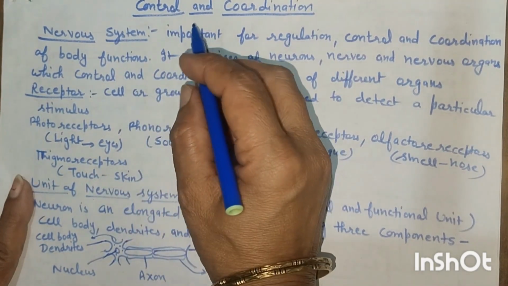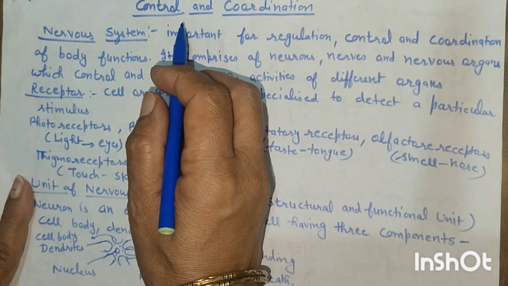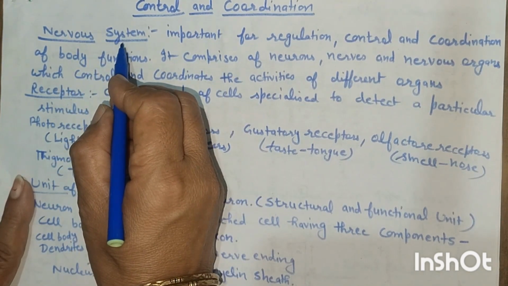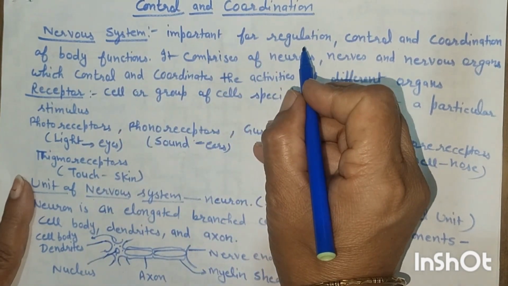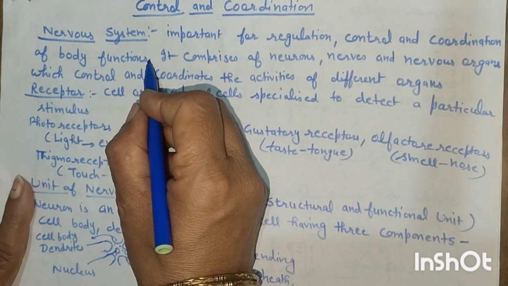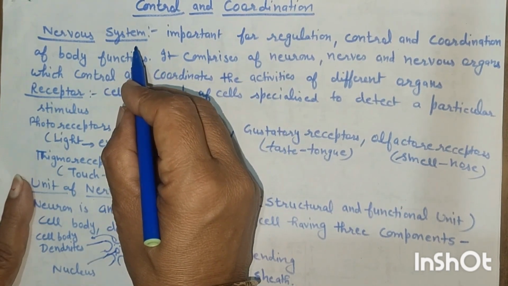Students, today we will discuss control and coordination. Control and coordination is done by the system that is called the nervous system. It is an important system for the regulation, control and coordination of the body functions. Various body functions are controlled and regulated by the nervous system.